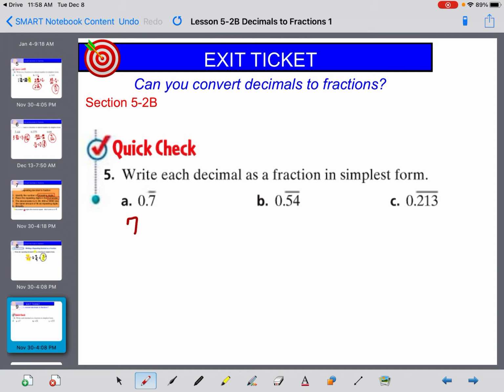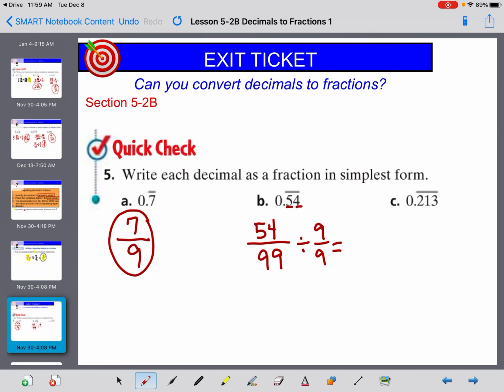I see that the 7 is the only digit repeating. I place it in the numerator, and in the denominator, I place 1 9 because there is 1 digit repeating. 7/9 is already in simplest form. Letter B, 5400ths is repeating, so I take the 5 and the 4 and place it in the numerator. In the denominator, I will put 2 9s because there are 2 repeating numbers. Now I'm ready to reduce. I reduce this by dividing the numerator and denominator by 9, and I get 6/11ths.